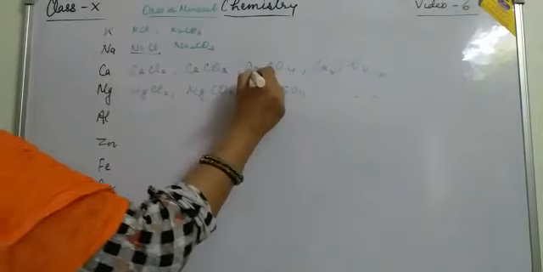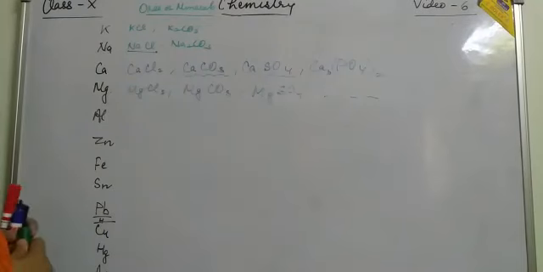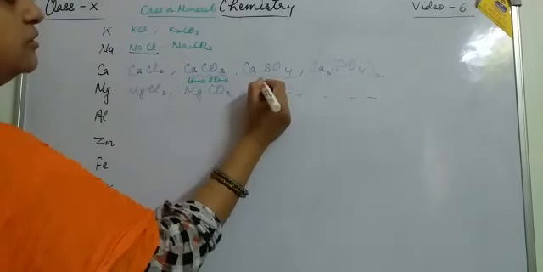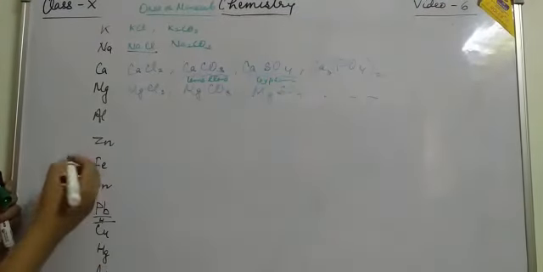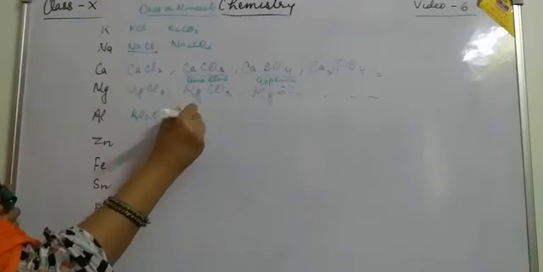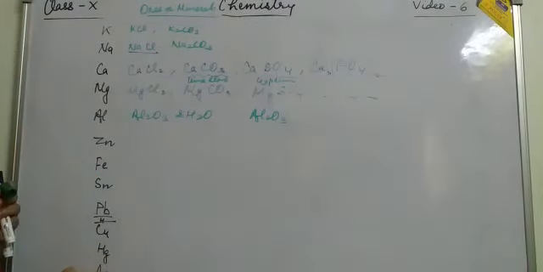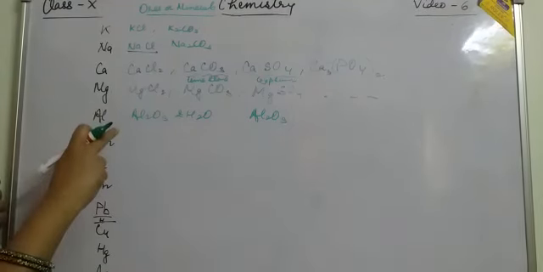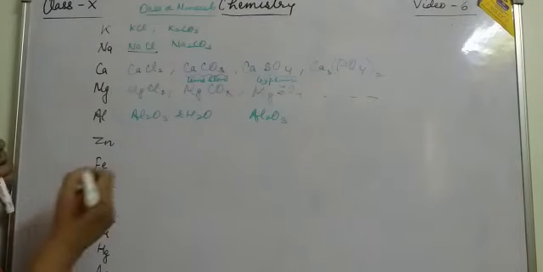Calcium carbonate is called limestone. Calcium sulfate is found in the form of gypsum, by which we can prepare plaster of Paris. For aluminium, it is aluminium oxide, Al2O3·2H2O, bauxite, or Al2O3. It is found in oxide form. As you know, if an oxide layer is formed on aluminium, it hinders further reaction of aluminium.